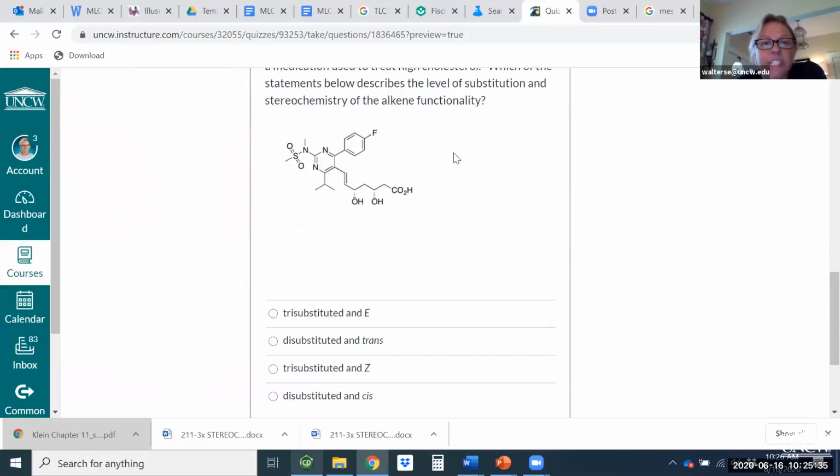Okay, so in this one, you have to talk about the functionality of the pi bond, right? So these are pi bonds, but they're in rings, so they're in conjugated systems. So the alkene is right here, and it's trans and disubstituted.